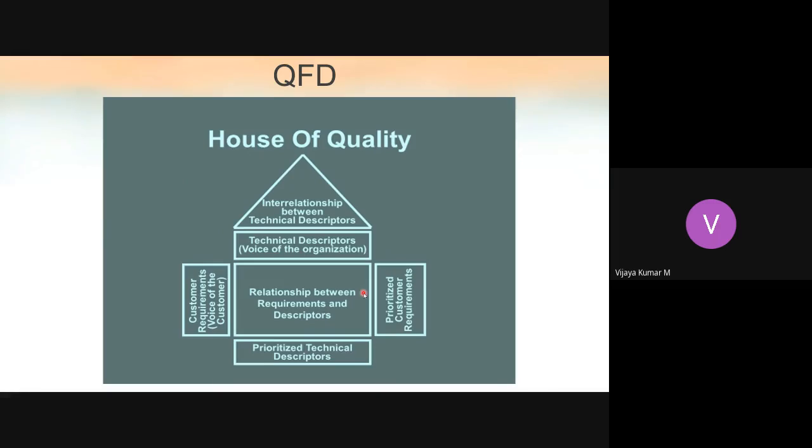Now let us see in detail how to construct this house of quality, how each segment looks, and how to develop these relationships from one to another.